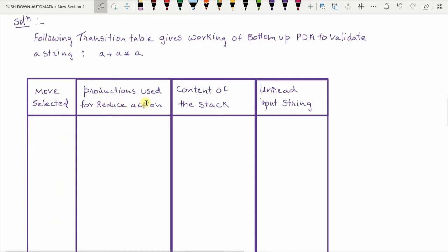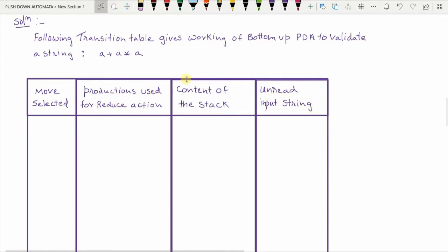Then suppose the reduce action is selected, in this column we are going to write which production we are using for the reduce action. Then in this column, the contents of the stack, not the topmost element, the entire content of the stack, and what is the unread input. All this we are going to write.